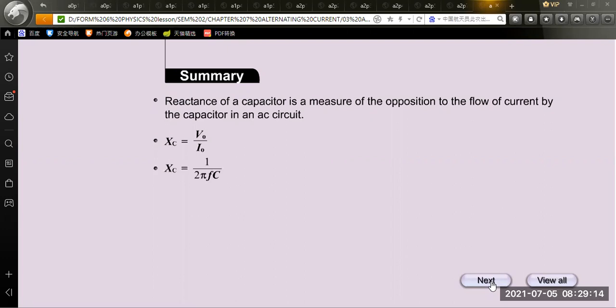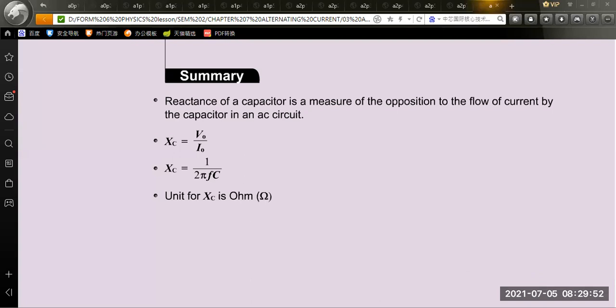Reactance is also equal to 1 over 2 pi FC, where F is the frequency of the alternating current and C is the effective capacitance in the circuit. And last, the SI unit for reactance is ohms. Reactance is a concept similar to the resistance of a capacitor.